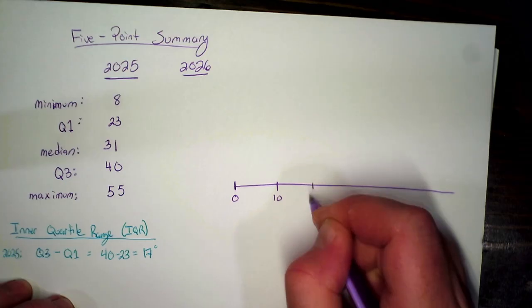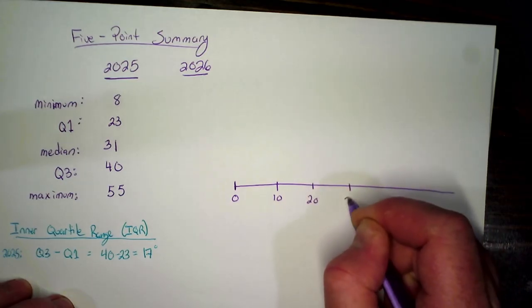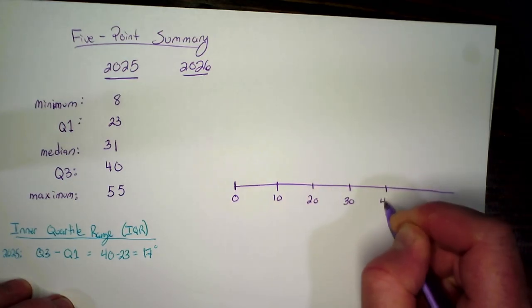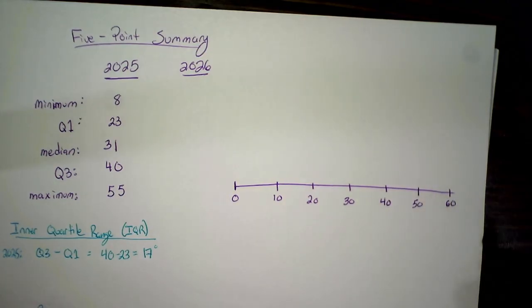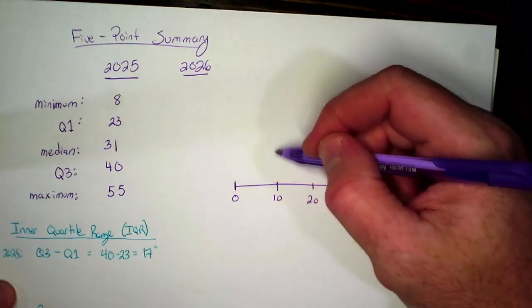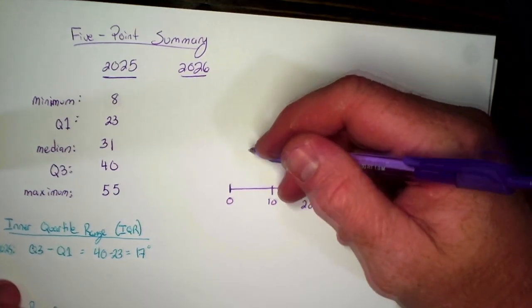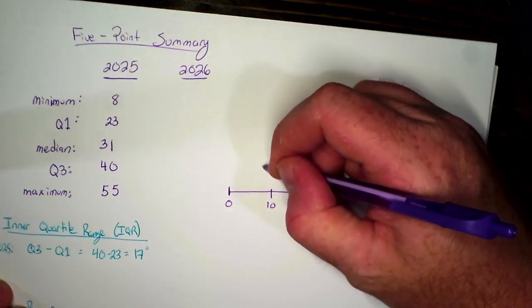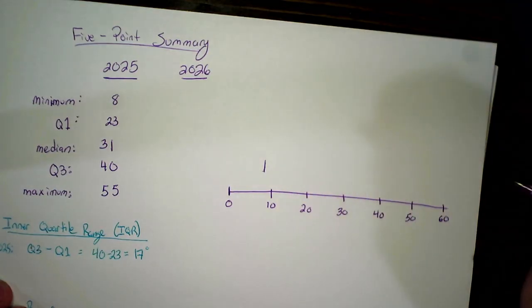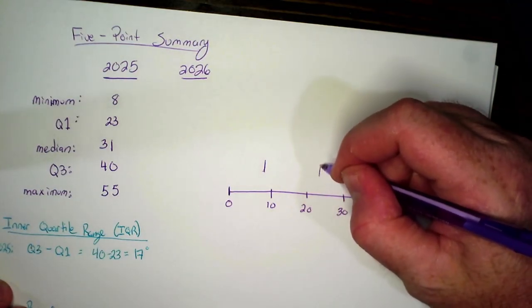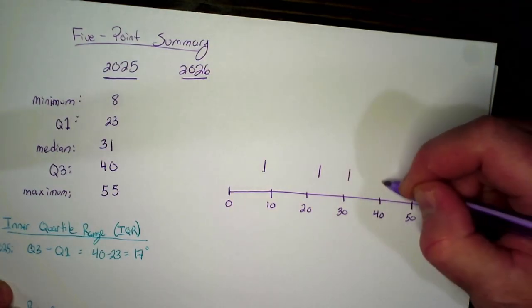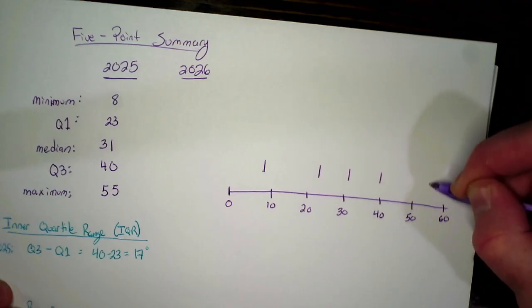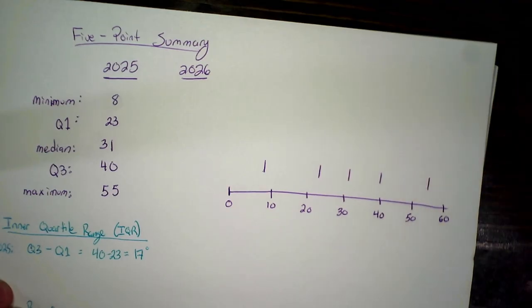So 10, 20, but we're going to make things evenly spaced. This is where graph paper can come in handy. 50, 60. Okay. And then I'm going to look at my values here. And for each of these values, I'm going to give a little vertical tick mark above their place on the number line. So the minimum was 8. I'm going to put a little vertical mark where I think 8 is. And then Q1 is the next number. I'm going to put a little vertical tick mark there at 23, and then 31, and then 40, and then 55.